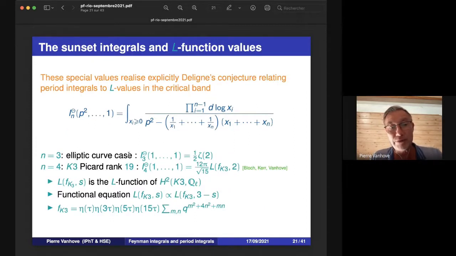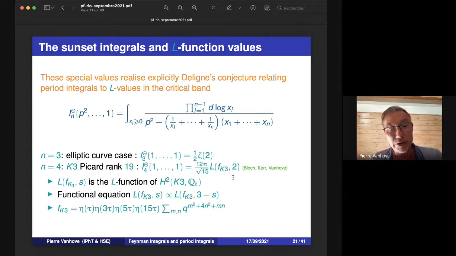So when n equals 3, when p square equals 1, so that all the parameters are 1, this integral actually is just zeta of 2 times 1/2. When n equals 4, actually the vanishing locus, so F, the denominator equals 0, defines a K3 with Picard rank 19, as we showed in a paper with Matt and Spencer.